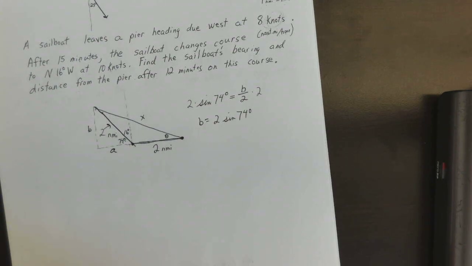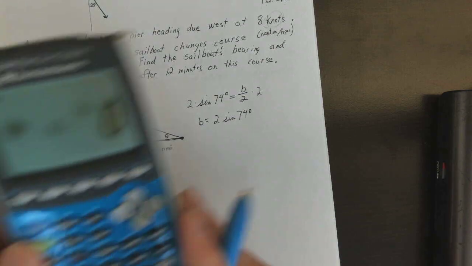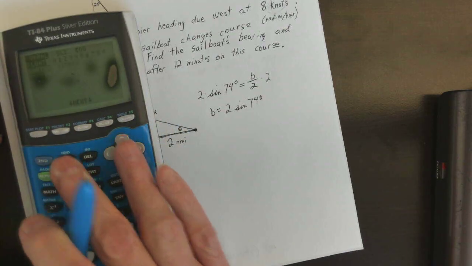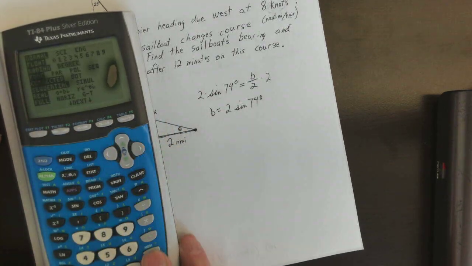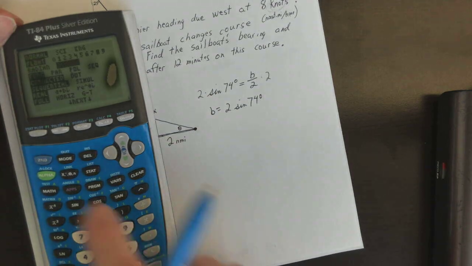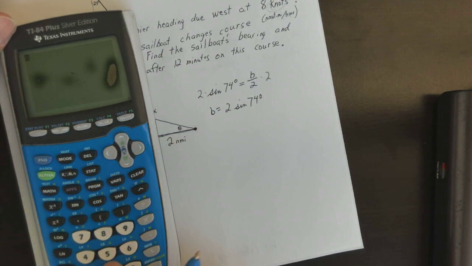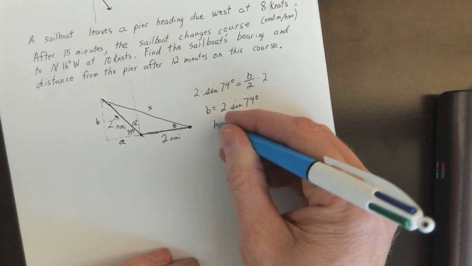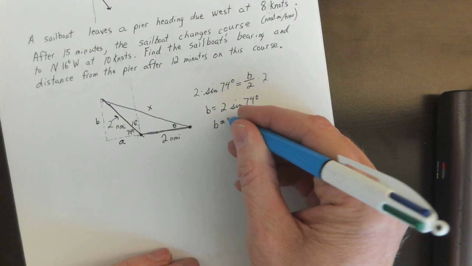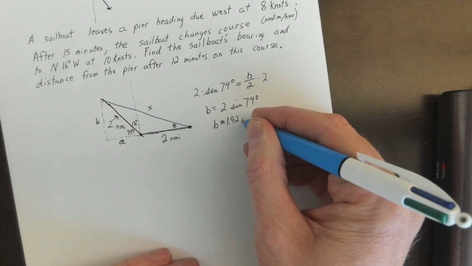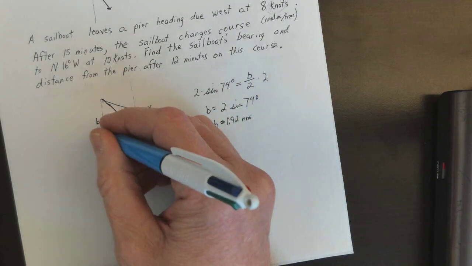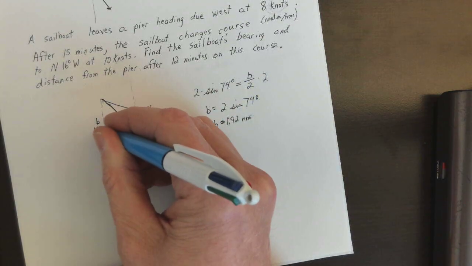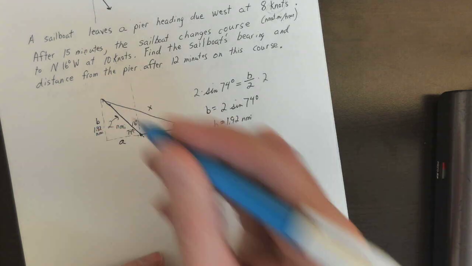I'm going to round to the nearest hundredth on all this. I want to check my mode because we're working in degrees right now. My mode's in radians, so I'm changing that. And then 2 sine 74 is 1.92. So B is approximately 1.92 nautical miles.